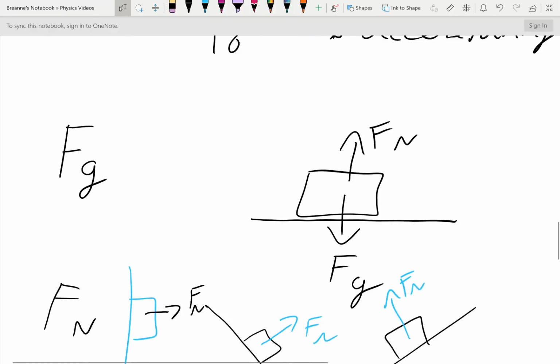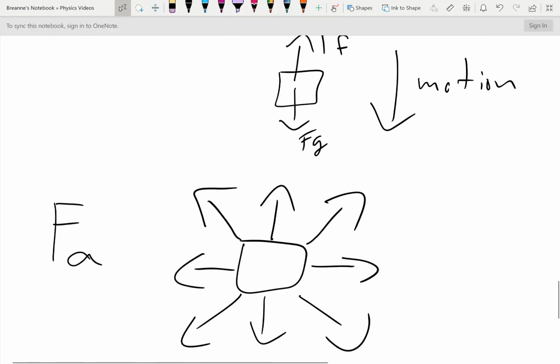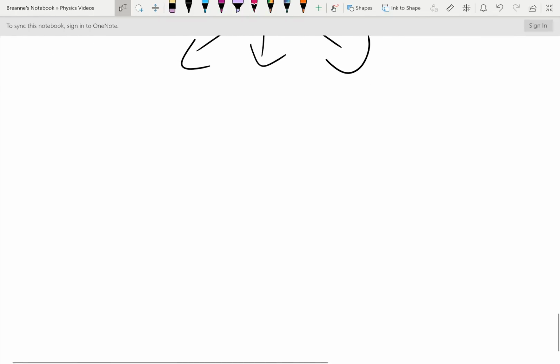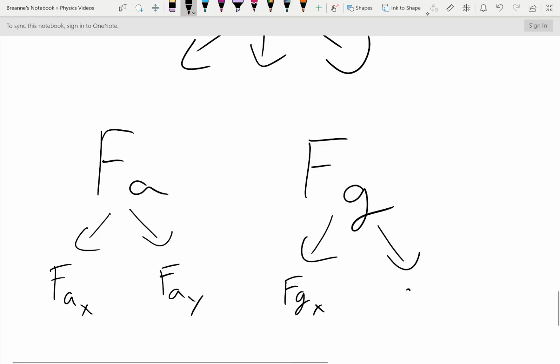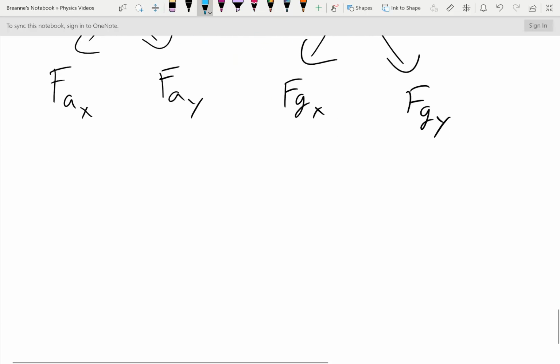So that's our main forces. You have force of gravity, force of normal, force of friction, and force applied. Now your force applied and your force of gravity could be broken down into their x and y components if it needs to be. So you can have force applied in the x, you can have force applied in the y, you can have force of gravity in the x, and you can have force of gravity in the y. But you only need to do that if those forces are at an angle.